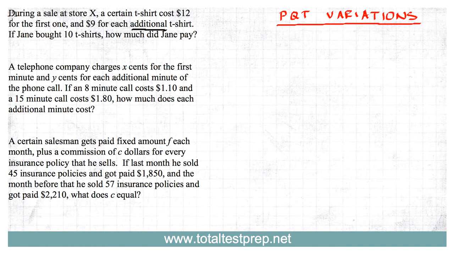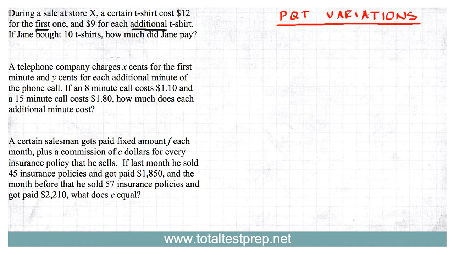So, for example, if we take a look at this first problem, we're told that during a sale at store X, a certain T-shirt costs $12 for the first one and $9 for each additional T-shirt. If Jane bought 10 T-shirts, how much did Jane pay? This is a variation on the price, quantity, total question in that the price changes. There is an initial price, and then additional items cost a different price.